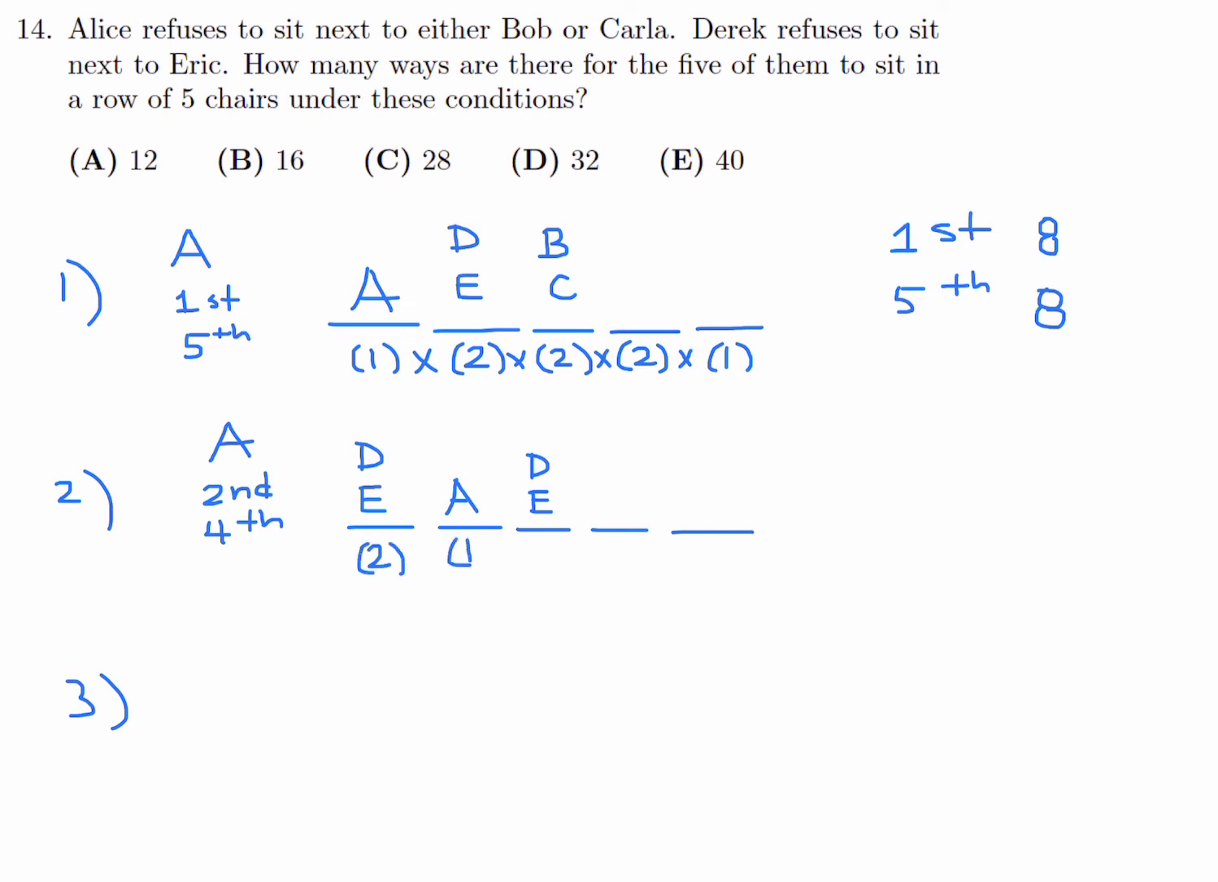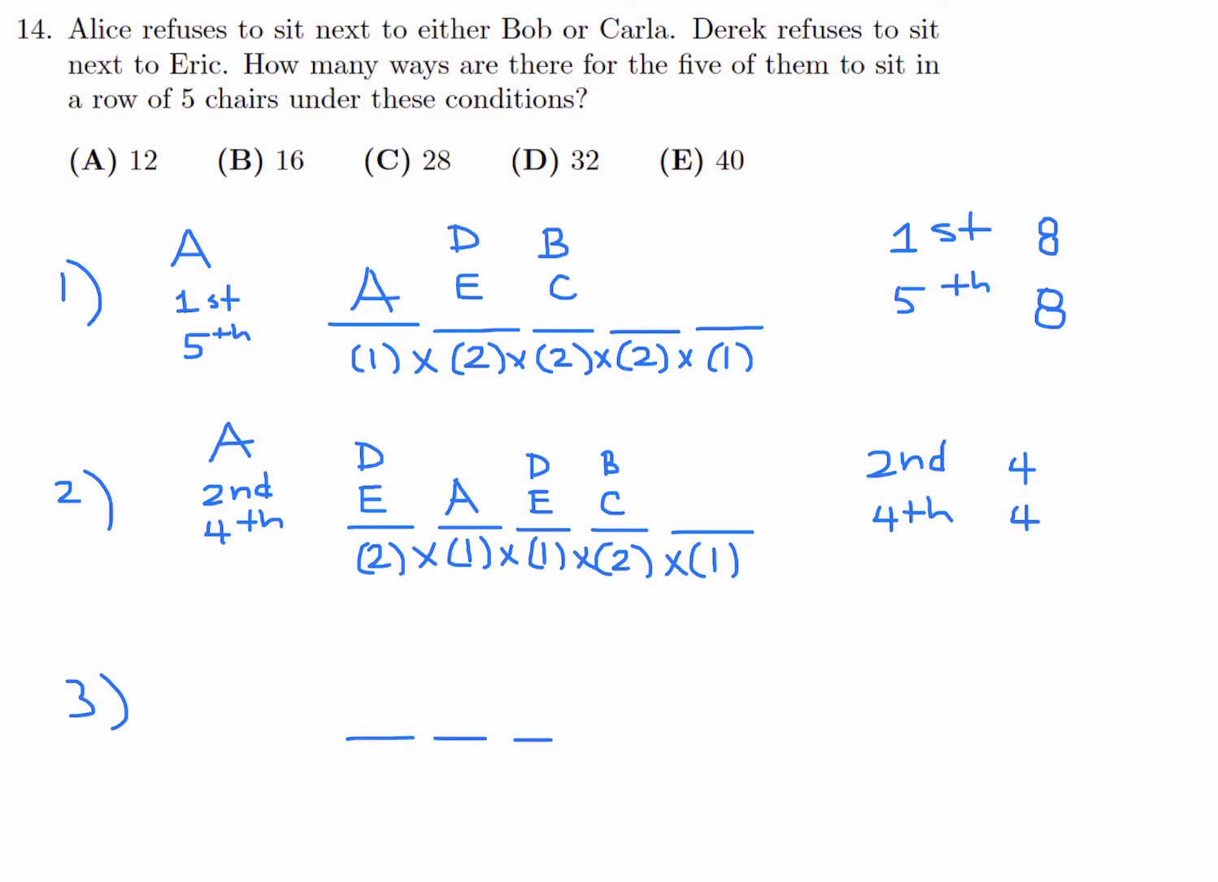choices there, only one that's fixed and only one. If I put D here, only E can go there. If I put E there, only D can go there. And then here, I have to put either Bob or Carla, two choices, and then whoever's left goes there. So when I multiply these guys, I get 4. So when she's in the second spot, there's 4 possible arrangements, and when she's in the fourth spot, it will be the same. You'll see that it works out the same way.